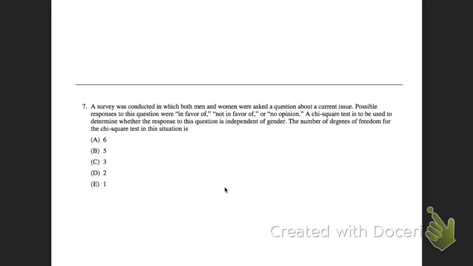Number 7 is asking degrees of freedom. So that's where you do the rows minus 1 times the columns minus 1. We have men and women, so that's 2 rows. Then we have in favor, not in favor, no opinion, and that's 3, but I subtract 1. So it'd be 1 times 2, which gives me 2.